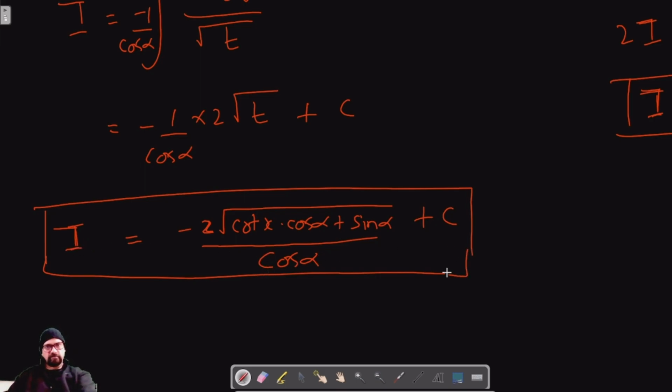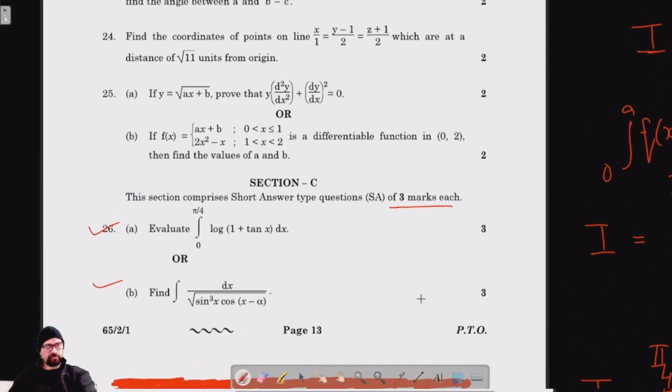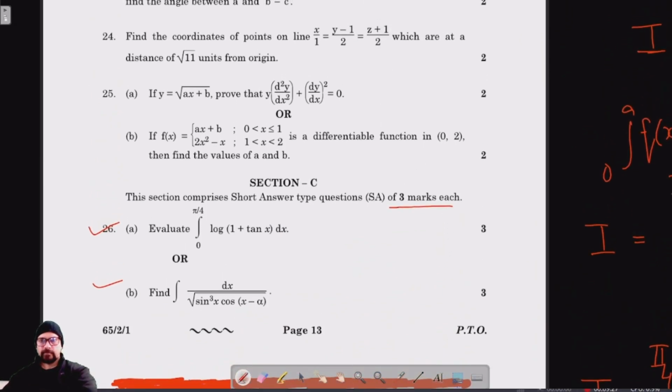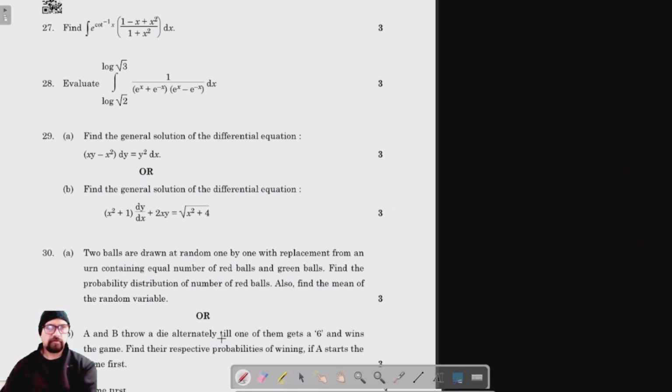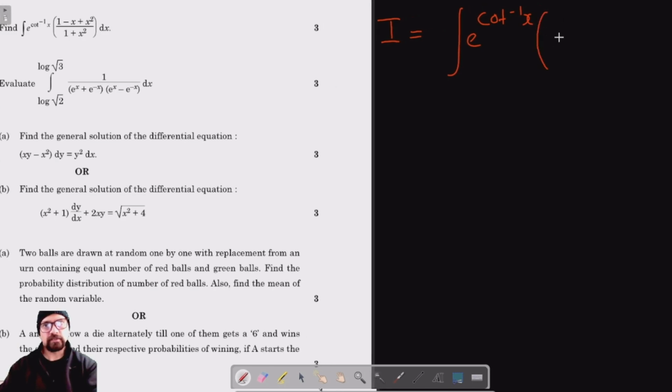Okay, so this was our question number 26, and let's move on to question number 27. For question number 27, we have to find the integration of e raised to the power cot inverse x into 1 minus x plus x square upon 1 plus x square into dx.